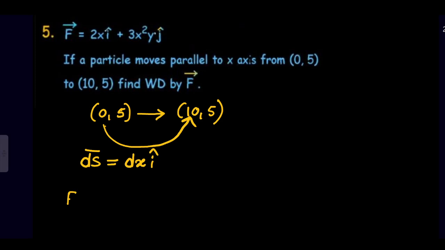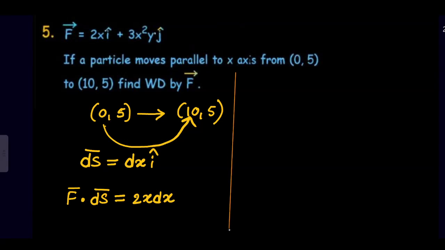Now we should find F bar dot ds bar. If we find the dot product between F and ds, what do I get? That is 2x into dx, i with i. The j terms, we do not need to consider.